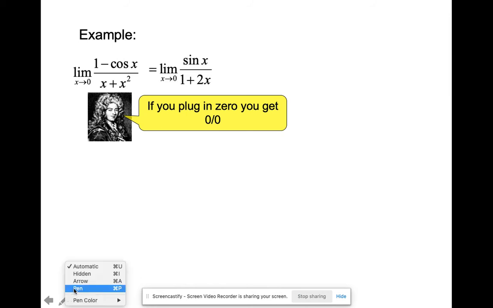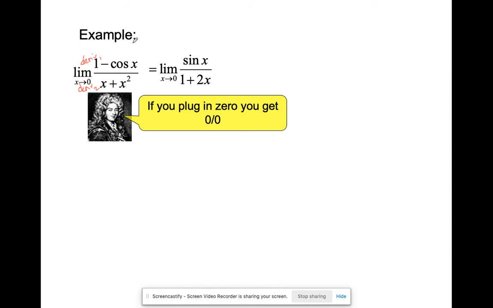So I take the derivative of the numerator and the derivative of the denominator. Derivative of 1 is nothing. The derivative of cosine is negative sine, but I already had a negative, so I get a positive. The derivative of x plus x squared is 1 plus 2x.